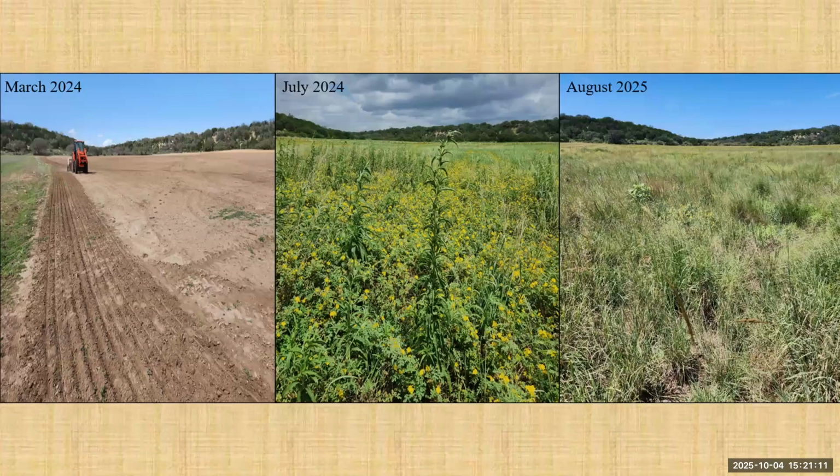This is over in Mason County. This was an old peanut field, so you can see it was plowed ground before. You can see our Maximilian sunflower coming in, green springletop, buffalo burr. And then this past year, less Maximilian sunflower, less springletop, more forbs, more big bluestem, Indian grass, little bluestem.